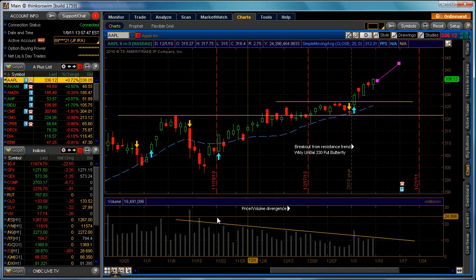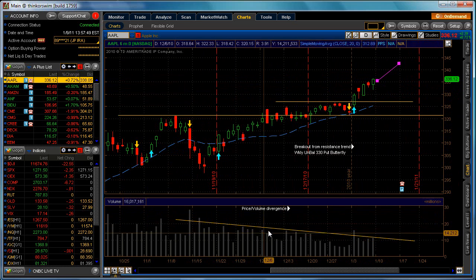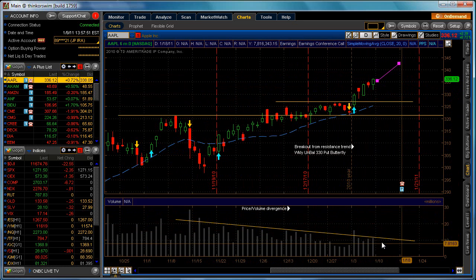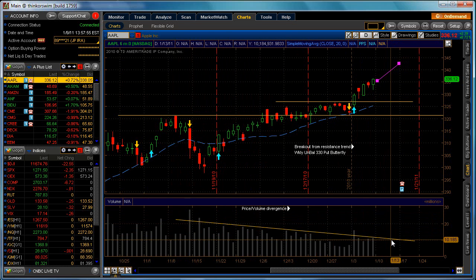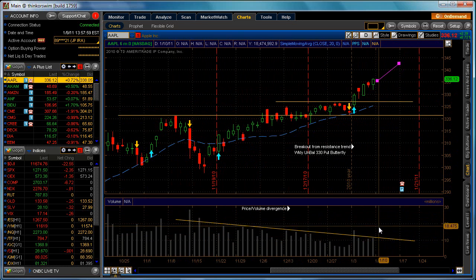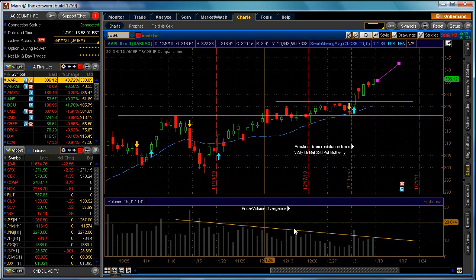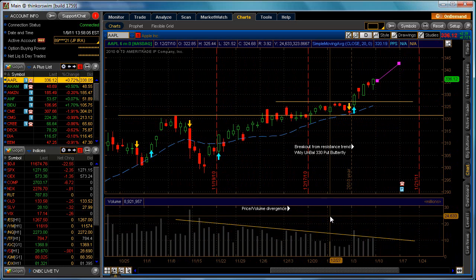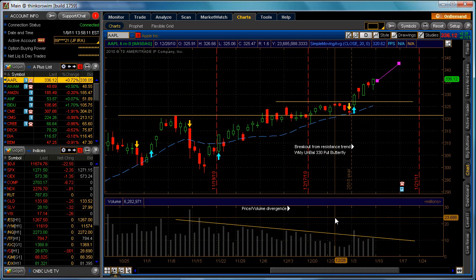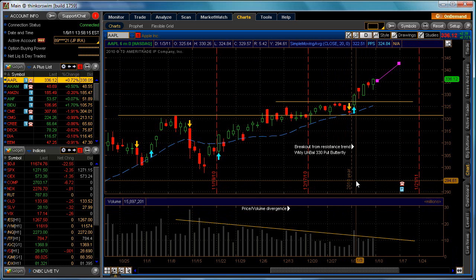And the word of caution is down here in the form of this volume divergence. What this is saying is that volume seems to be dropping while price is rising. Well, it's not seems to be dropping, it is. And that's not necessarily a good thing. It means that there's a possibility that the bull run that this stock is in is going to fail.